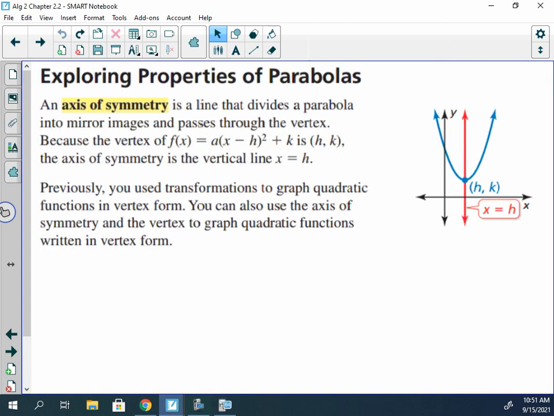So what we're looking at today are characteristics of parabolas, kind of key features. And there's two main key features that we have. One of them is the axis of symmetry. It is a line that divides the parabola into mirror images and passes through the vertex. Because the vertex of f of x equals a times (x minus h) squared plus k is (h, k), the axis of symmetry is the vertical line x equals h.